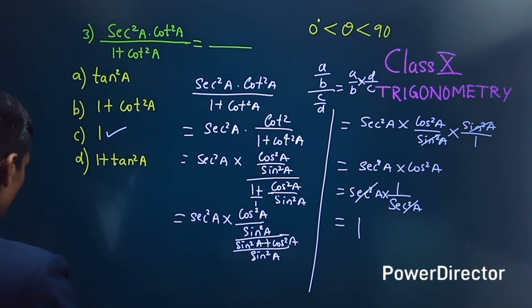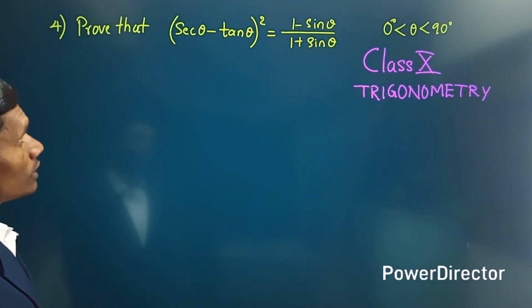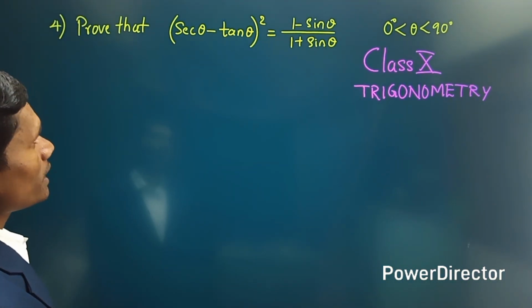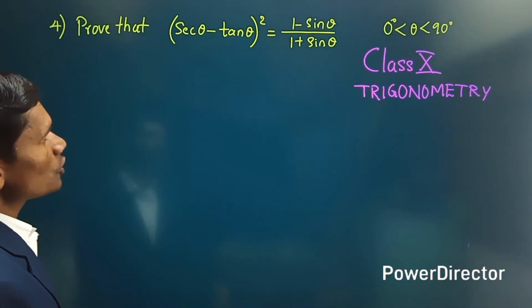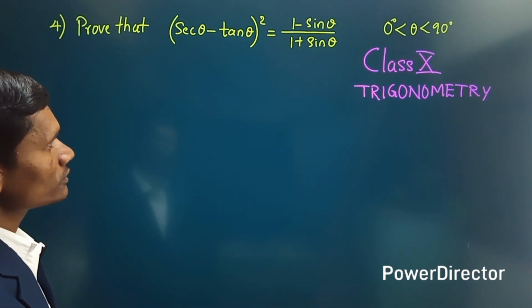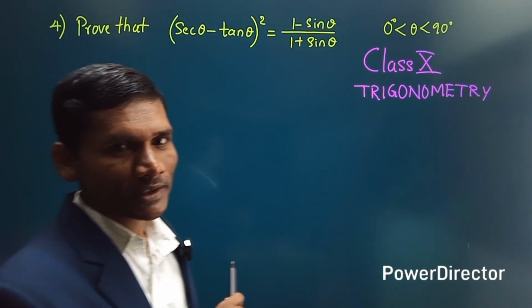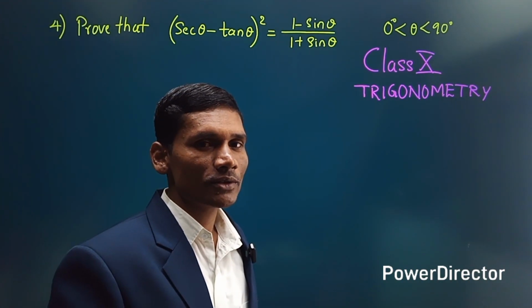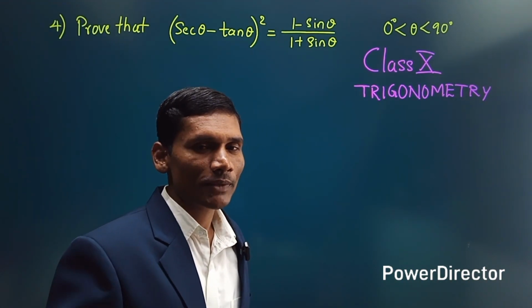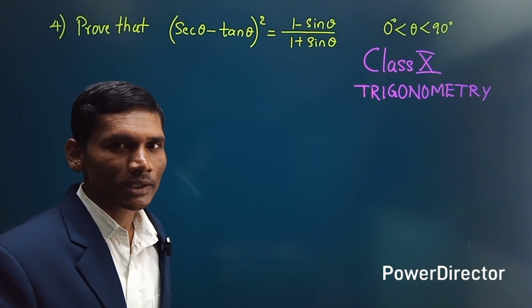Right. Next, can you try the next one? Prove that type of questions are coming. Okay, so this you should be able to solve. In the next class, we go ahead with this. You try this. If you get the answer, comment, if you are able to prove. Okay, otherwise same type of problems we are going to continue in the next video.